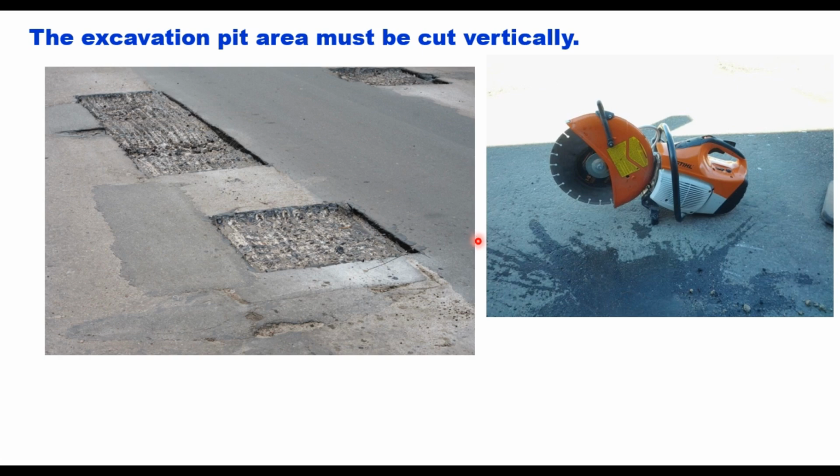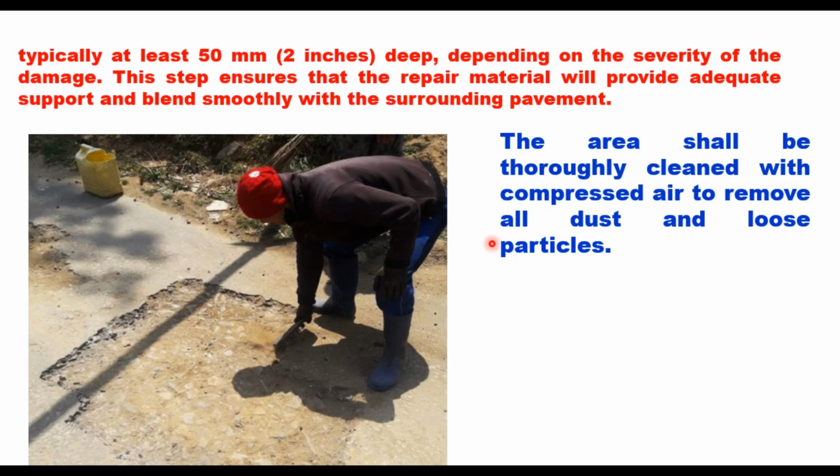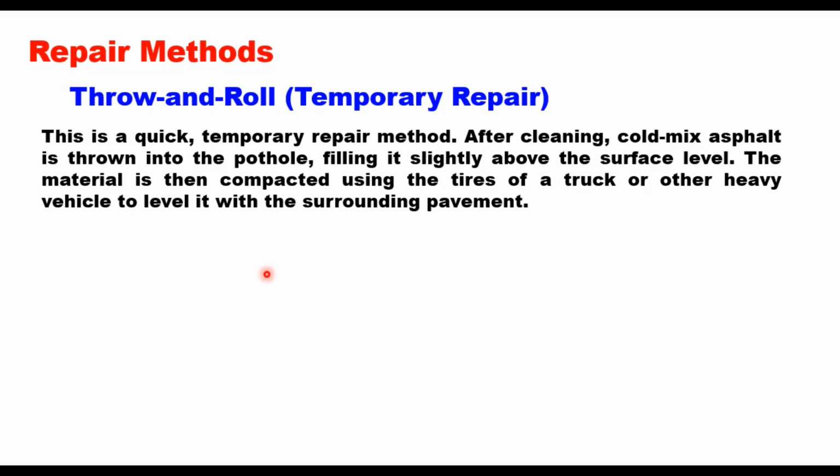The pothole should be cut to a consistent depth, typically at least 50 mm deep, depending upon the severity of the damage. Then this step ensures that the repair material will provide adequate support and blend smoothly with the surrounding pavement. This area shall be then thoroughly cleaned with compressed air to remove all dust and loose particles. There are four methods of pothole repair.